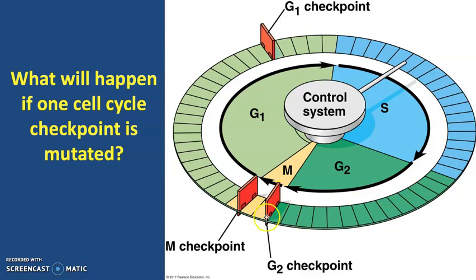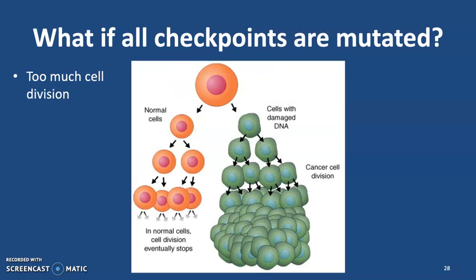If you mutated the G2 checkpoint, for instance, your cells would continue, they'd go through a little bit of mitosis, but then they'd hit the M checkpoint and they'd stop. So it turns out that mutating a single checkpoint isn't really a huge deal. However, they can add up. And so now if you mutate all of the checkpoints, what you end up with is out of control cell division.